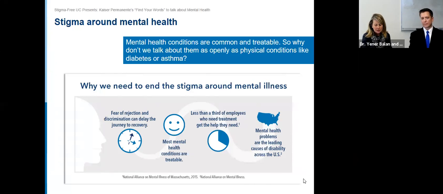In a recent survey, 1 in 10 employees who had a mental health condition said that shame and stigma prevented them from seeking treatment. So it's really important that employers focus on a workplace culture of openness and inclusion. And this UC Stigma-Free campaign, I think, is a really great example of something that UC is doing to focus on that. So now we want to turn to some of the myths and misperceptions.